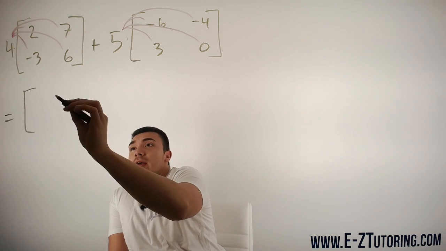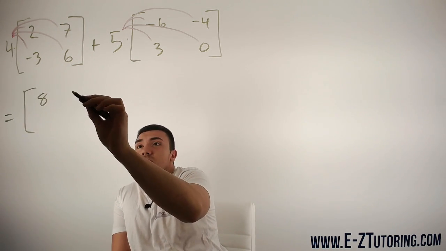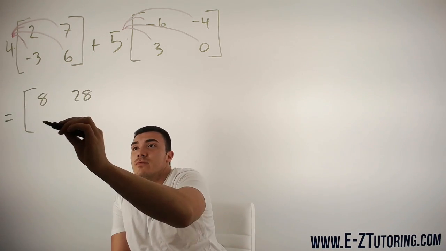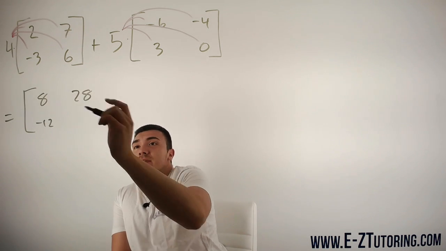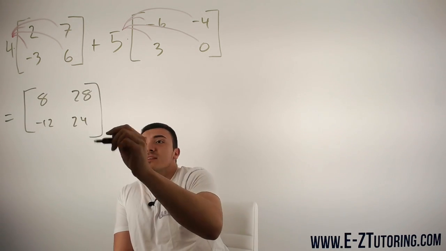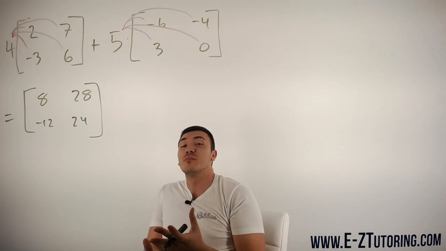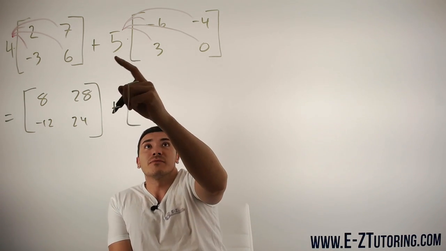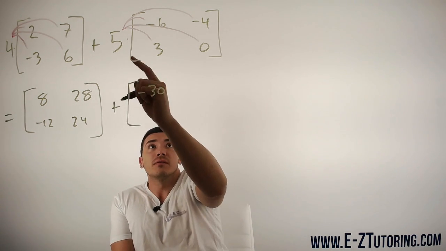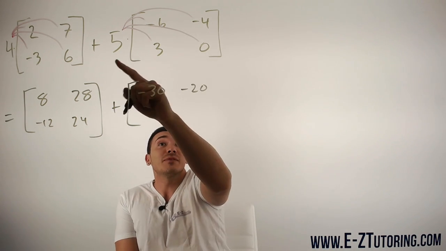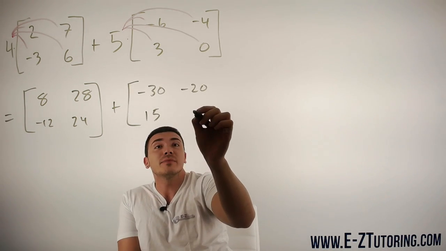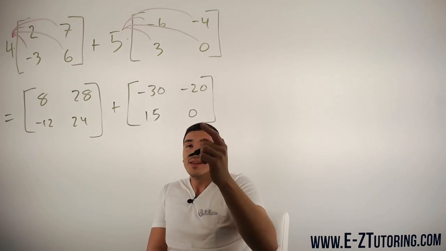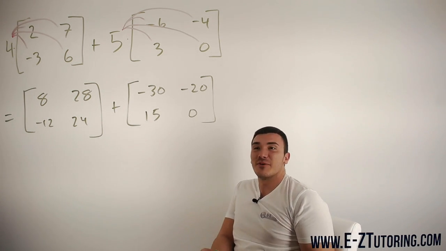4 times 2, 8. 4 times 7, 28. 4 times -3, -12. 4 times 6, 24. This right here is our new matrix after we've multiplied 4 into it. Our next matrix, 5 times -6, -30. 5 times -4, -20. 5 times 3, 15. And 5 times 0, 0. That's our new matrix after multiplying 5 into it.